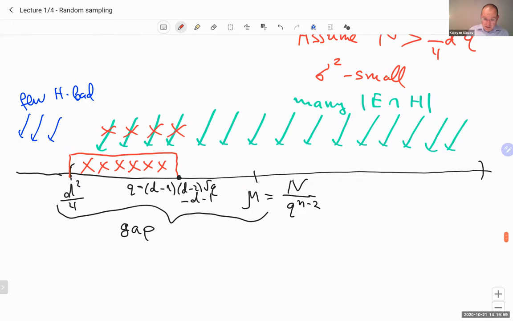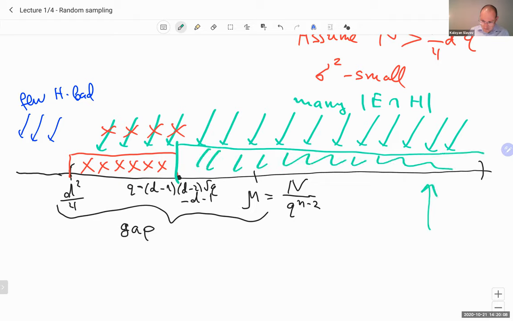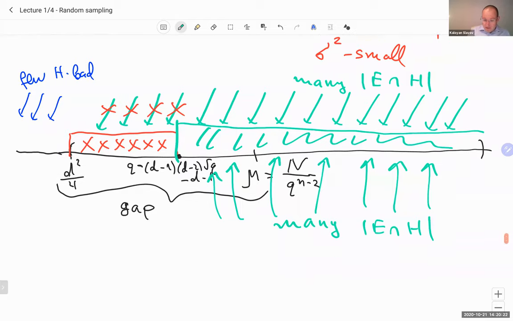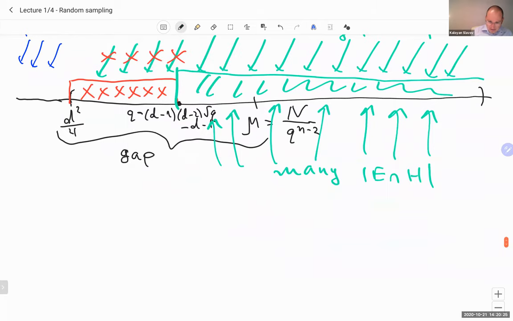So the conclusion is there are many, many values that fall in an interval like that. Many values E intersect H fall inside here. This is our conclusion. And what can we say? Let me switch to black again. Therefore, now we can look at the mean again, and we can refine the bound on the mean.